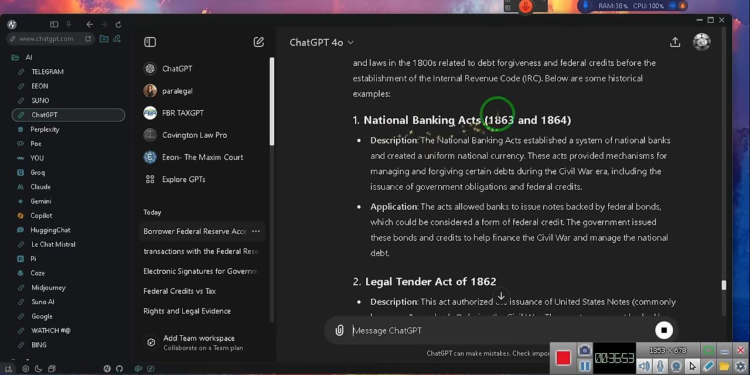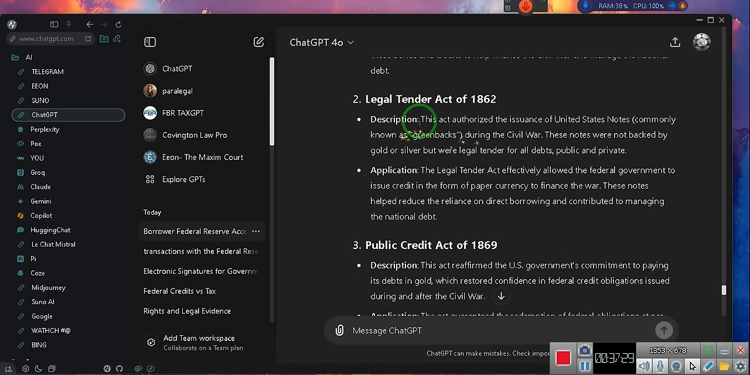The National Banking Act of 1863 and 1864. Description: the National Banking Act established a system of national banks and created a uniform national currency. These acts provided a mechanism for managing and forgiving certain debts during the Civil War era, including the issuance of government obligations and federal credit application. The act allowed banks to issue notes backed by federal bonds, which could be considered a form of federal credit. The government issued these bonds and credits to help finance the Civil War.